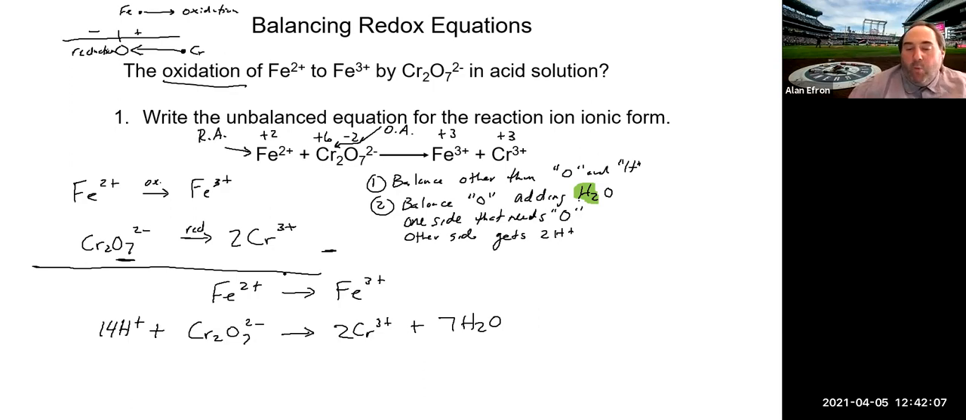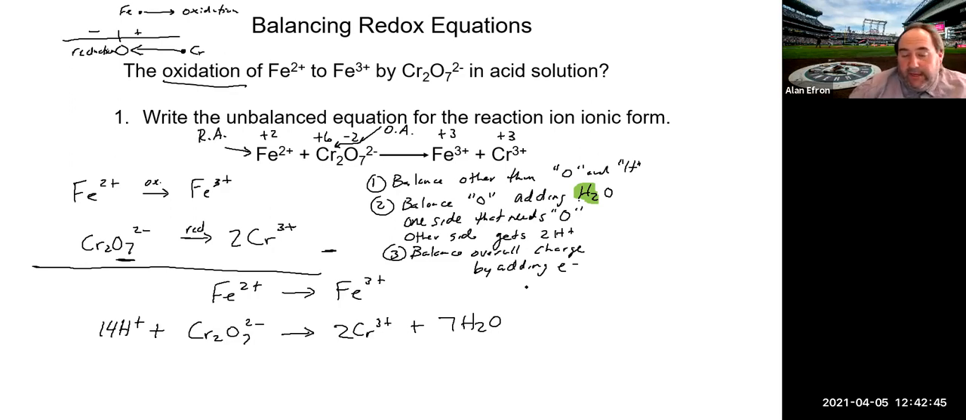Okay. Once you have added your waters, you've added your hydrogens and oxygens, obviously by doing so, you balance out everybody else. You are now at the point where you need to balance the overall charge. So you're going to balance the overall charge by adding electrons. Electrons are obviously negatively charged, which means you need to add it to whichever side needs the negative charge.